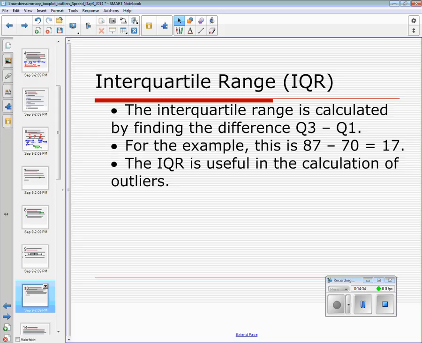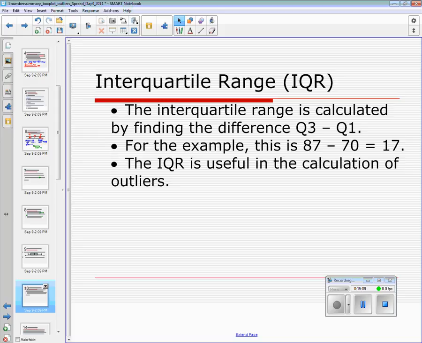This is a much better measure of spread than the range would be. Can someone tell me why? You already told me why the range is bad, because if there's outliers present, it doesn't explain that. Why would IQR be a better picture? Tell me your name again. Matt. Okay. Matthew, sorry. It's the middle 50%. So I know that at least that 50% of the data will be between these two numbers. So it gives me a good picture.